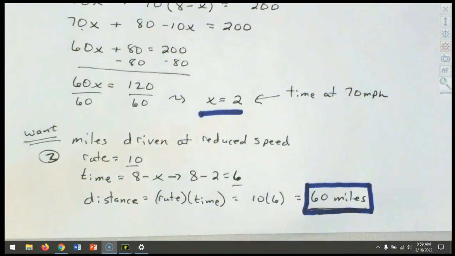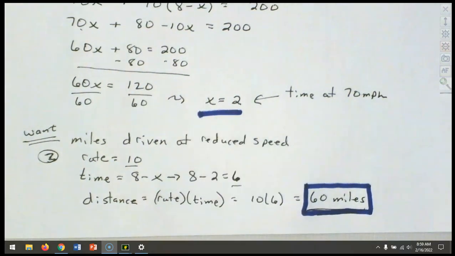Okay. Now, we can quickly check. While you're working this one out and while you're writing it out, I'll talk about how we can check it. Now, for the first half of this trip, we were traveling at 70 miles an hour. And we did that for, in this case, 2 hours. 70 times 2 is 140, right?